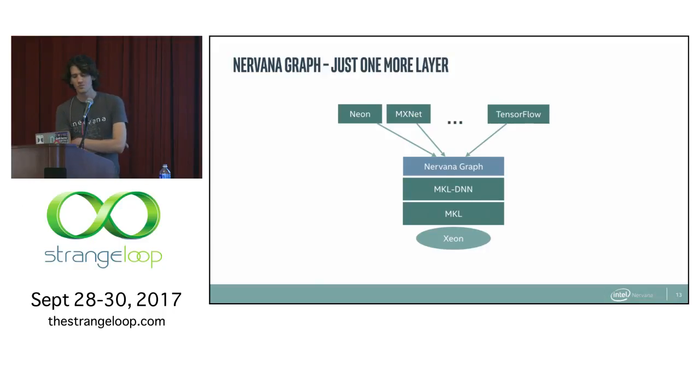So Nervana Graph is just one more layer. If you're interested in running, say, a reinforcement learning algorithm and you want to run on a CPU, then on top of the CPU, you would probably be using an optimized library such as MKL. And then on top of that, a library for doing tensor math. And then on top of that is Nervana Graph. And what this allows is for a user of different frameworks to access this highly optimized backend.